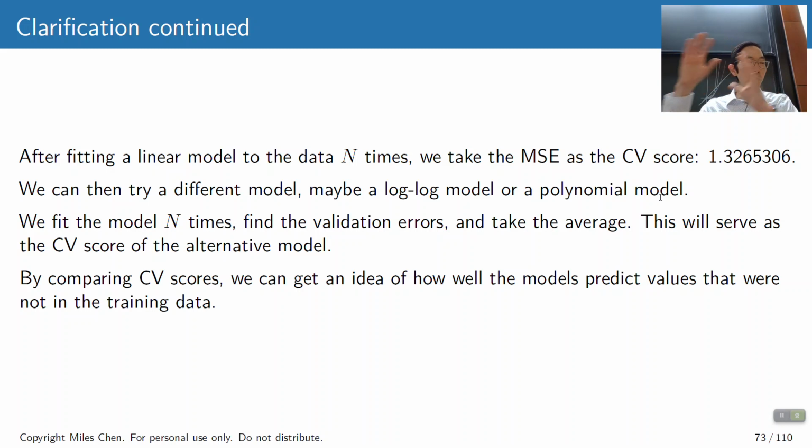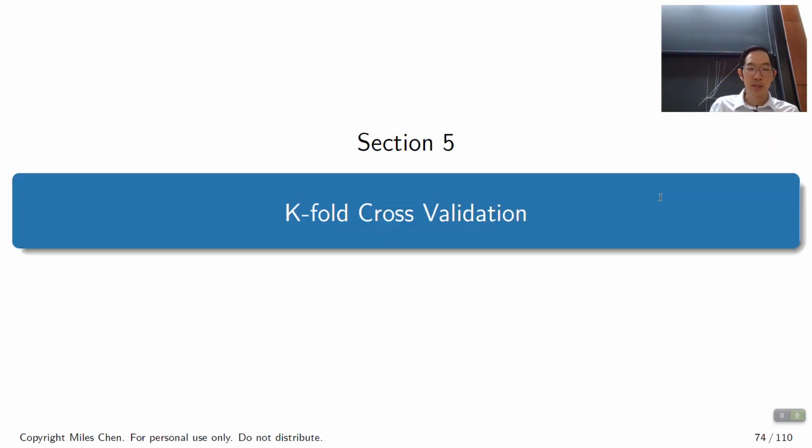After you fit several models, and each of them gives you a cross-validation score, you can compare the cross-validation scores, and that will help you decide which model is the one you want to use. We get an idea of how well the model predicts values that were not part of the training data. Is that feeling okay? So that's leave one out cross-validation, where we leave one observation out at a time.